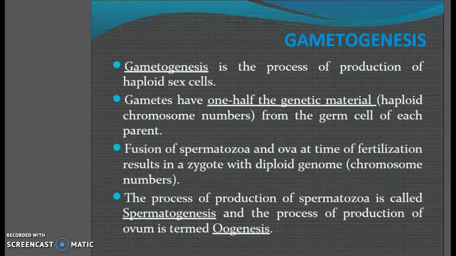Gametogenesis is the process of production of haploid sex cells. Gametes have 1/2 the genetic material from the germ cell of each parent. Fusion of spermatozoa and ova at the time of fertilization results in a zygote with a diploid genome. The process of production of spermatozoa is called spermatogenesis, and the process of production of ovum is termed oogenesis.